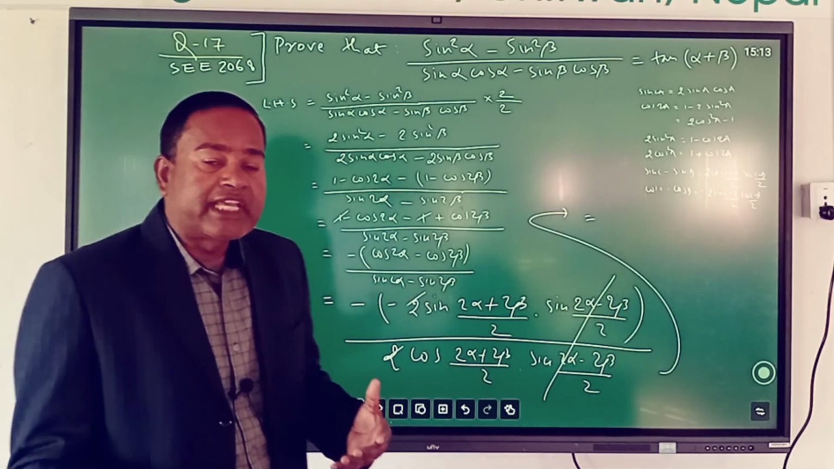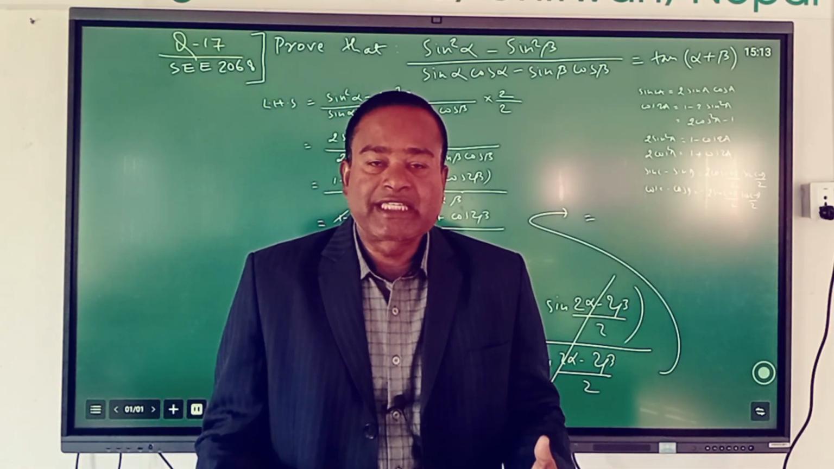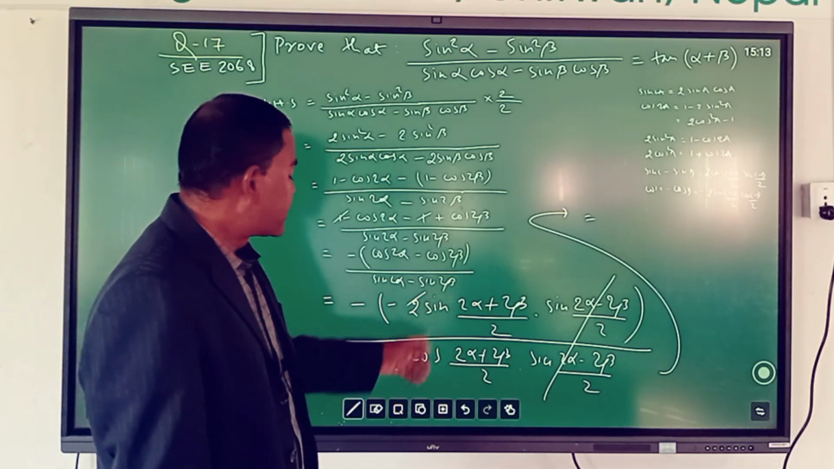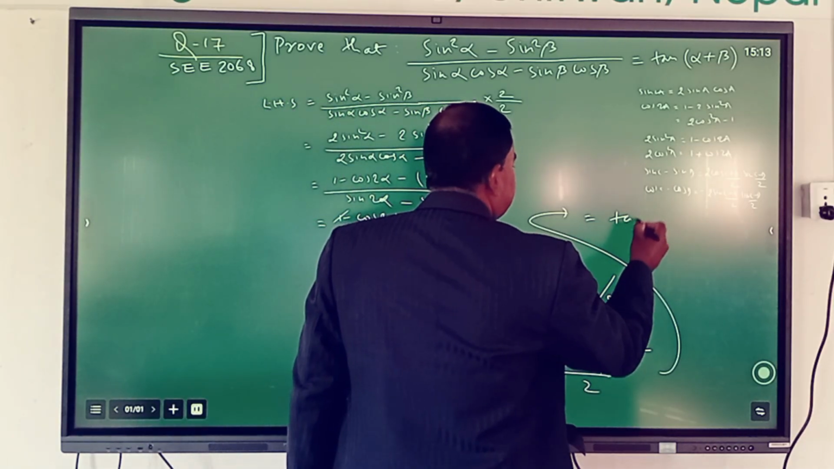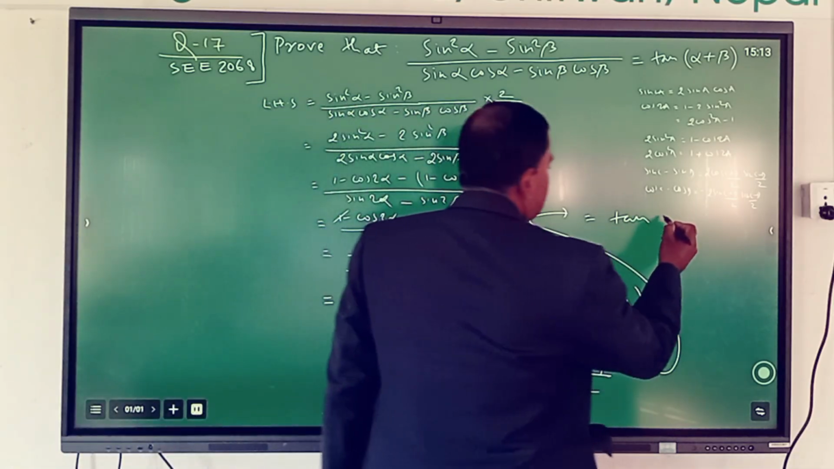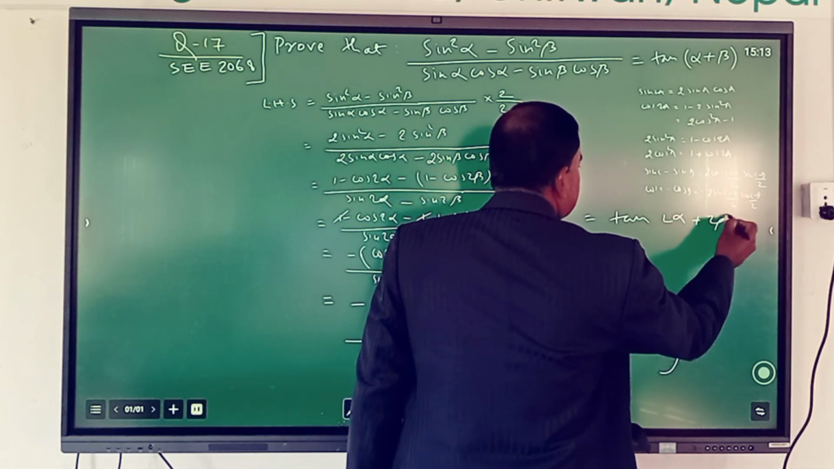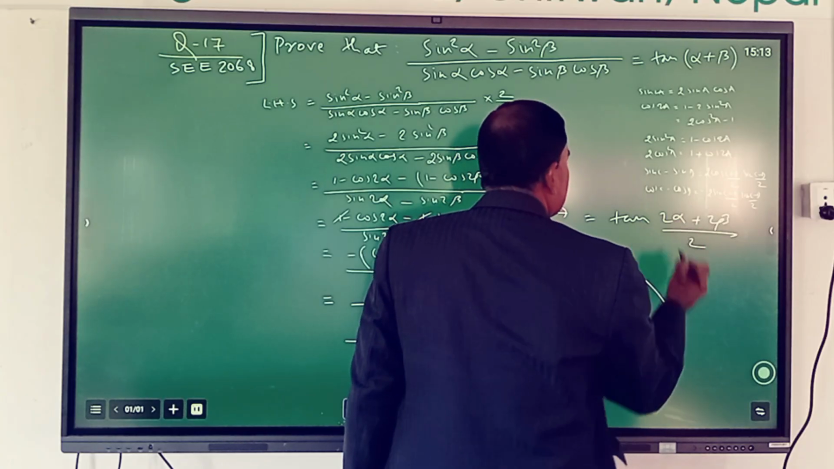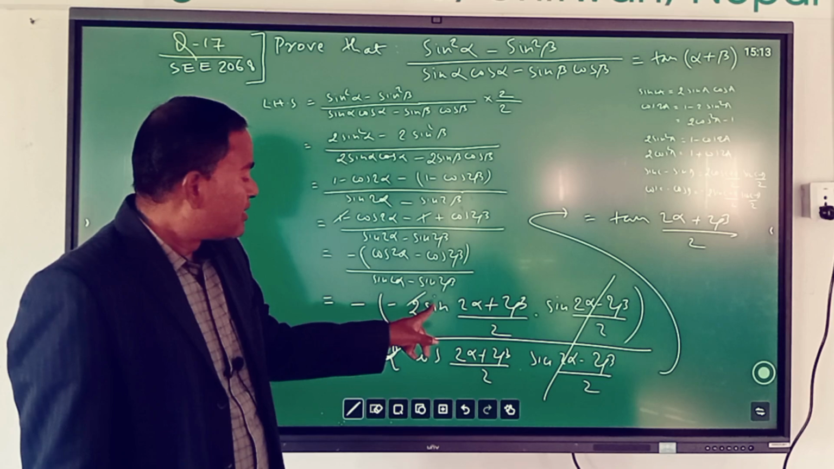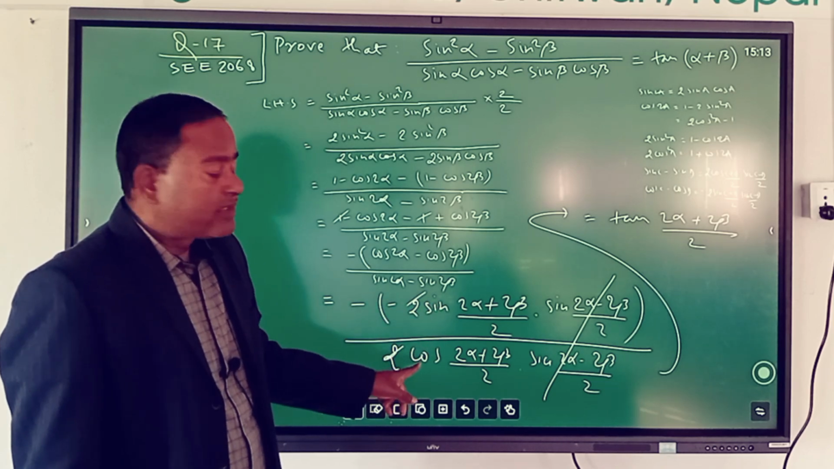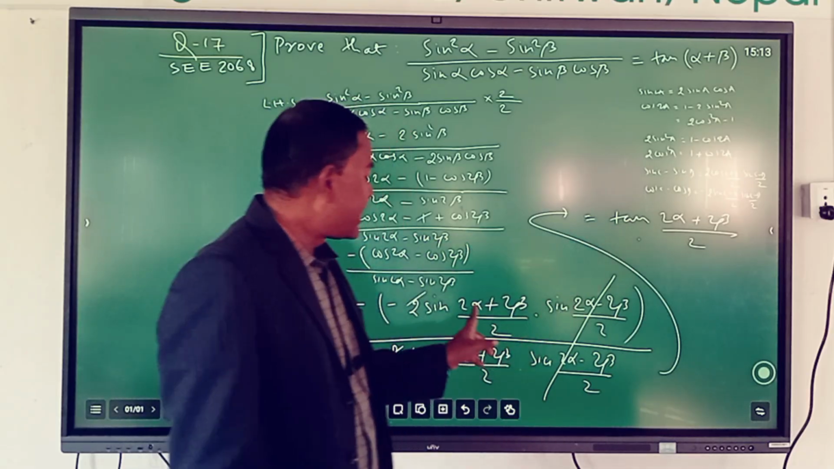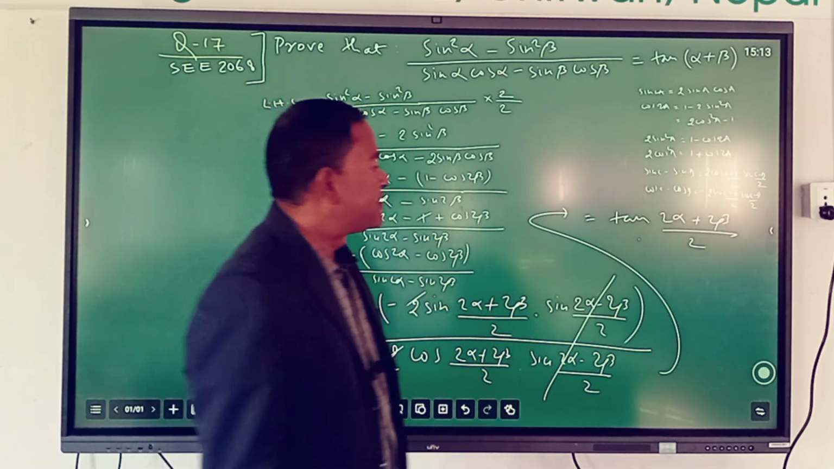So dear students, we know that sin divided by cos is equal to tan because angles are the same. So sin by cos means we can write tan, and the angle is (2alpha plus 2beta) divided by 2. We know that sine divided by cos is equal to tan, and the angle is 2alpha plus 2beta divided by 2.